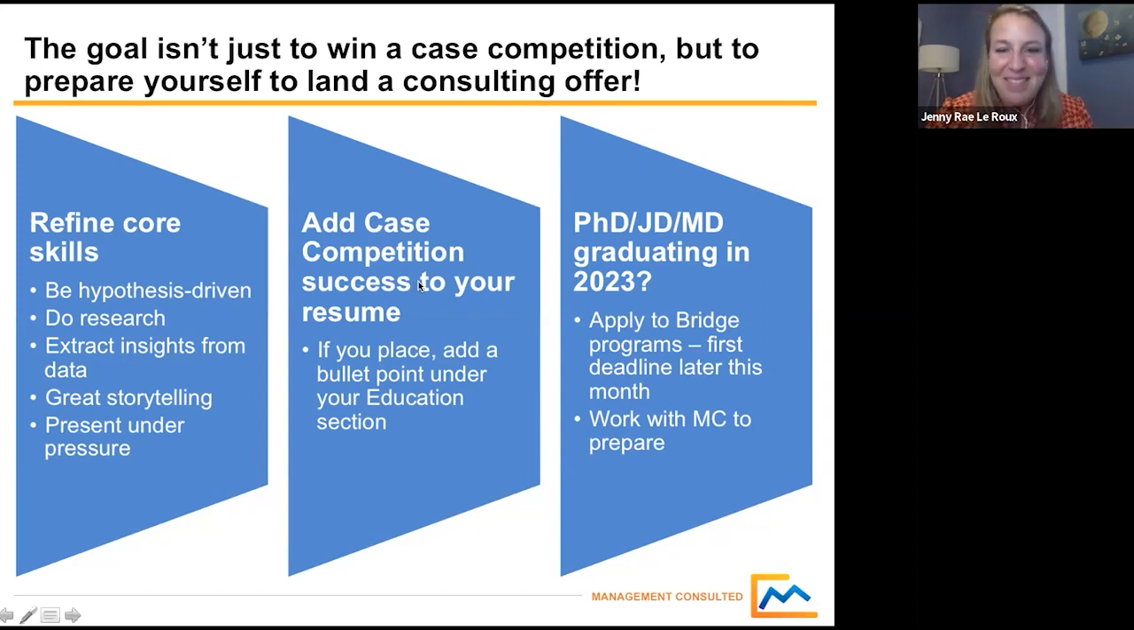Second thing is, right, one of the goals is just add the case competition success to your resume. If you're going to put it on a resume, put it under education. Don't put it as a work experience, and don't put it somewhere else. So under education is the best place to put it. And then if you're not being educated currently, if you're not in a case competition for that reason, you're going to put it in your leadership section.